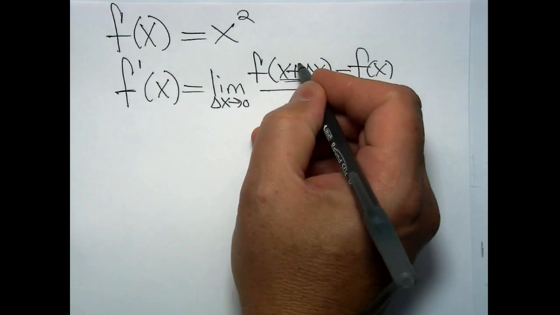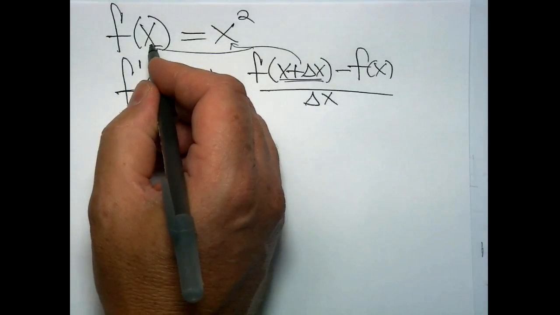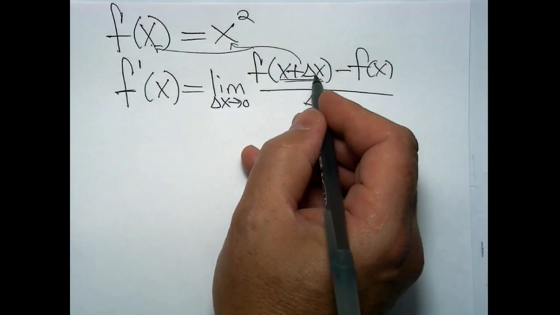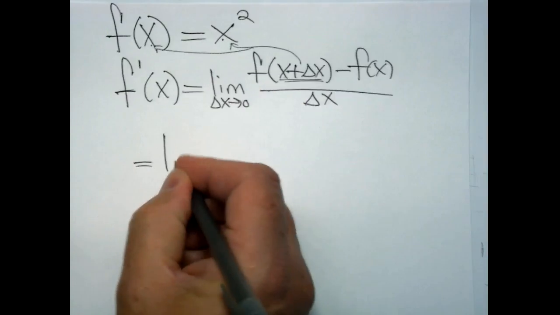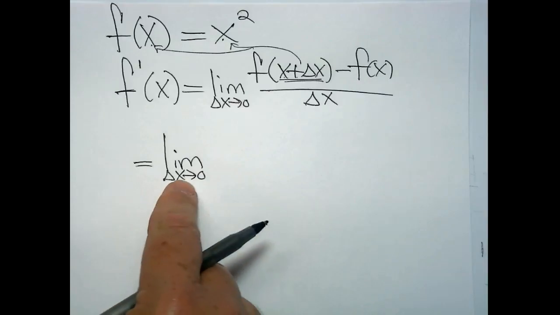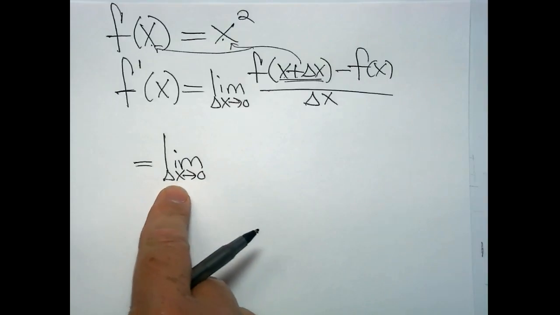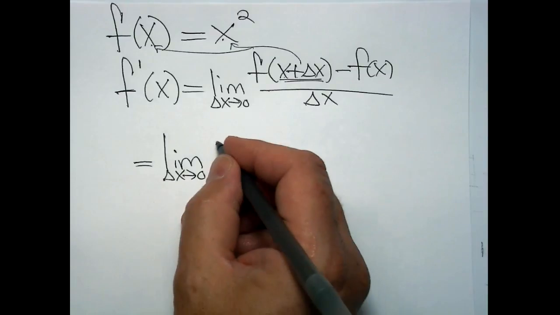As before, you need to be good at your function evaluation. Wherever you see an x, we've replaced it with x plus delta x. So over here, same thing. We replace it with x plus delta x. I want you to continue to copy the limit over and over until we actually execute the limit, until we actually send delta x to 0, but that doesn't happen until the very end of the problem.